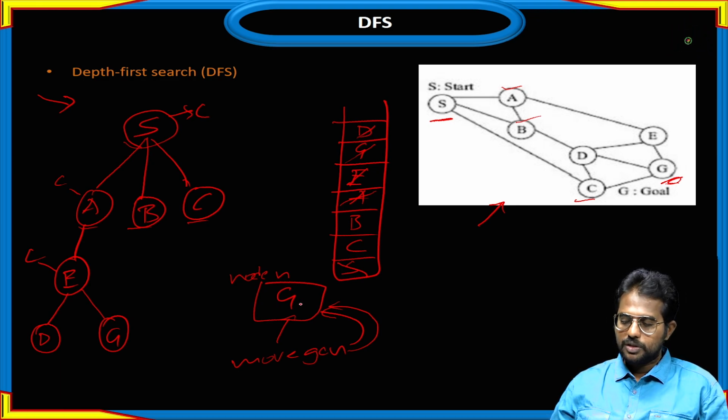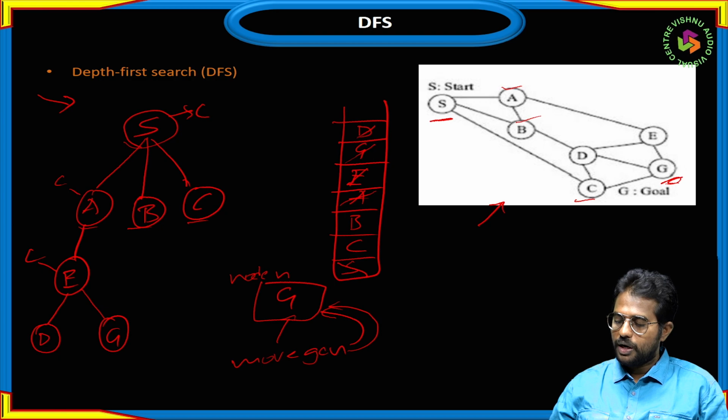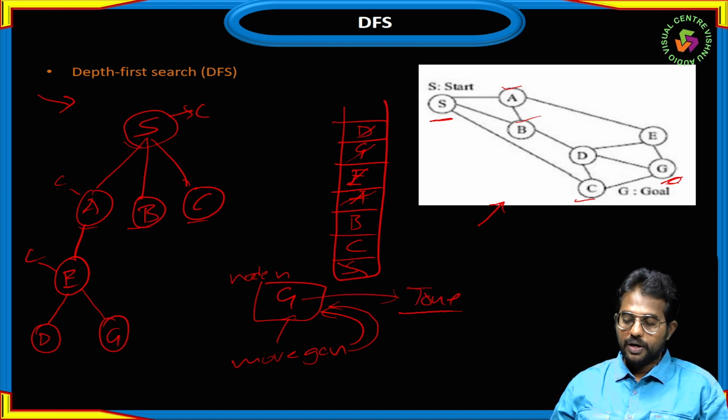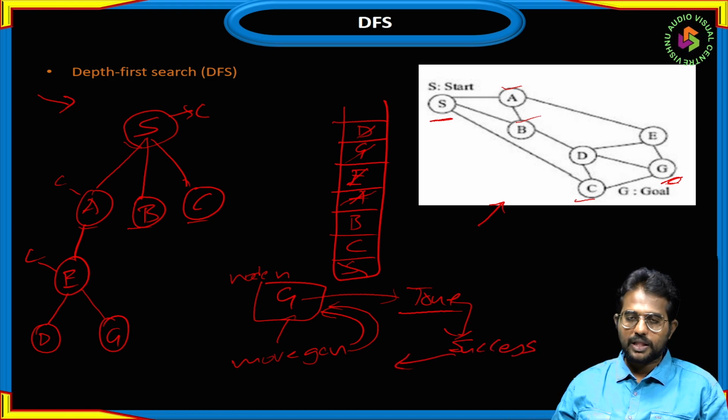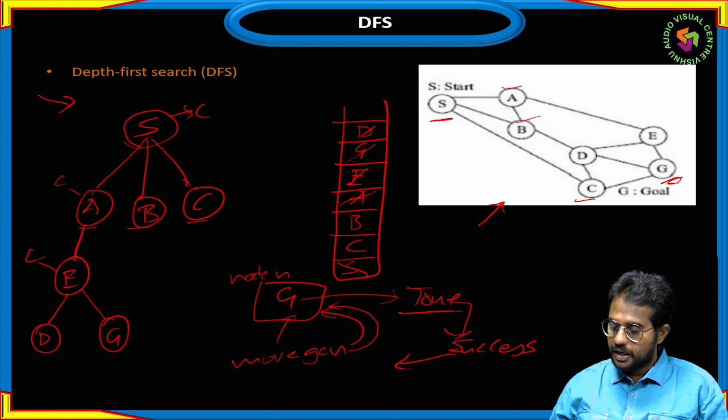Node N, that is node G, will be evaluated. By applying the goal test condition on G, it comes out true. That means this is a goal node. Whenever the goal test condition is true, we return success, and we also have to generate the path.